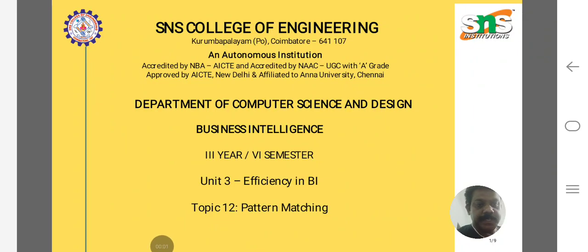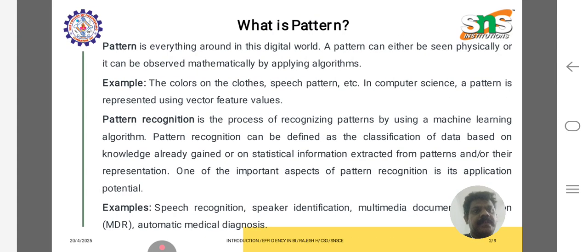Today we are going to discuss the topic pattern matching from Unit 3, Efficiency in Business Intelligence. Let's understand what a pattern is. A pattern is everything around us in this digital world. A pattern can either be seen physically or observed mathematically by applying algorithms. For example, the colors on clothes, the speech pattern, etc.